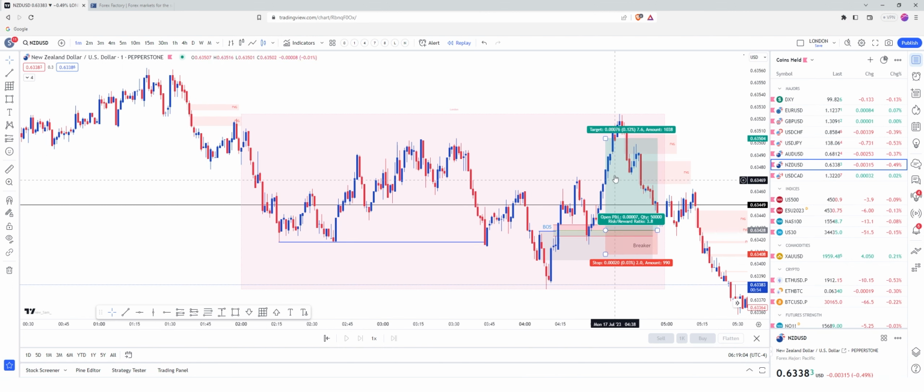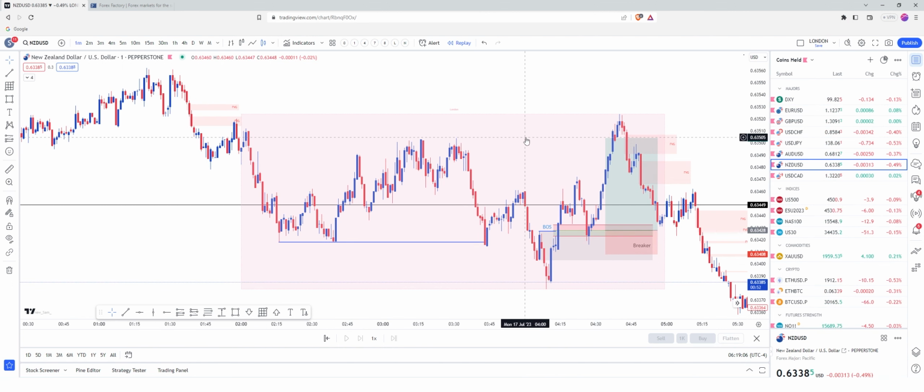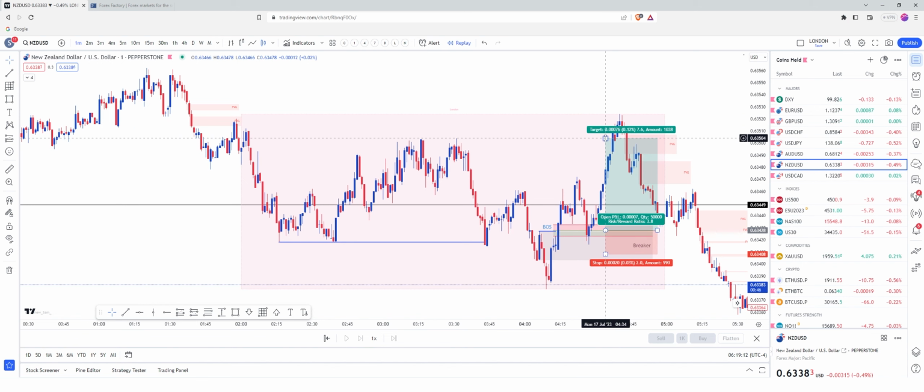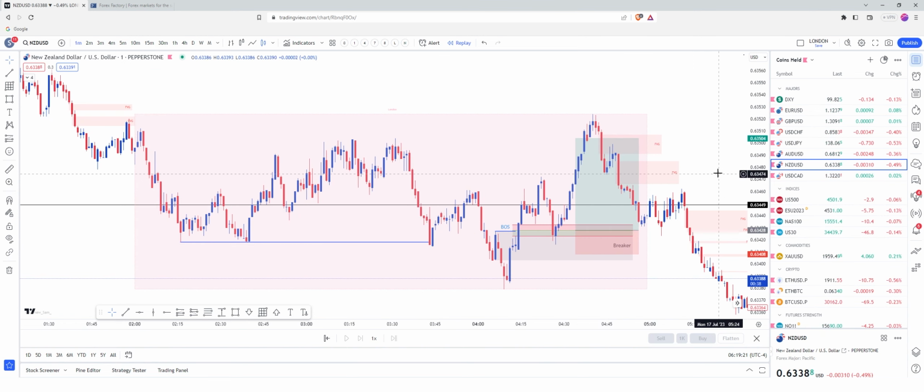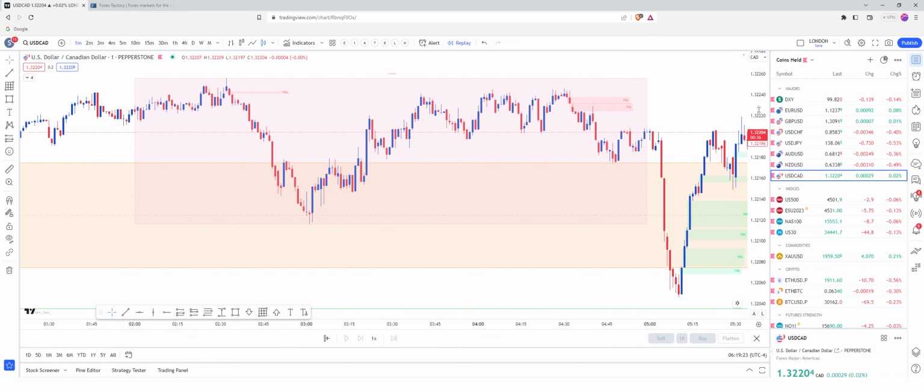Potential 3.8 if you were to take profit at these relative equal highs here, or potentially you could take it at the swing high if you wanted even more out of the trade. But again, a good solid 3.8 or 4-hour trade on New Zealand dollar. And then USD CAD, nothing happened.